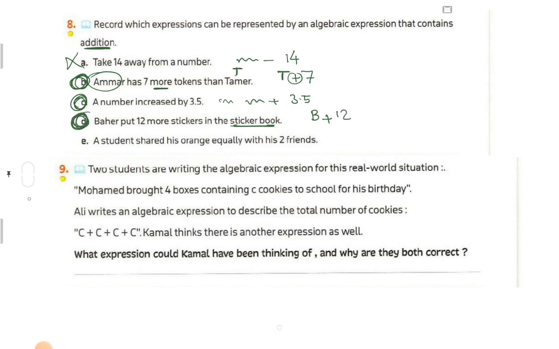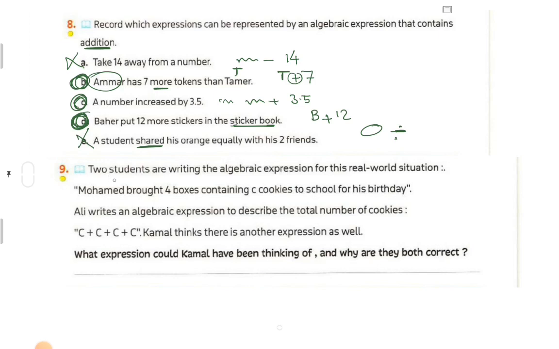It's addition. A student shared his orange equally with his 2 friends. Shared means divided or split. His orange, maybe O. Equally with 2 friends. Okay. Share means divide, and we need addition. There is no addition here.